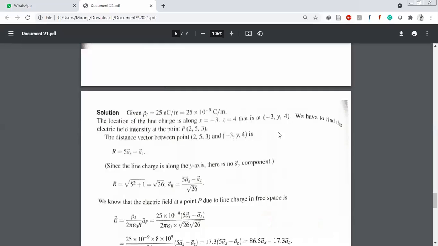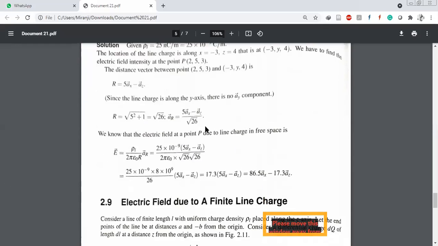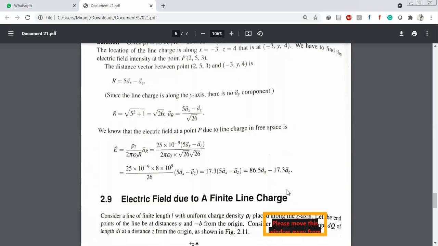Since the line charge is along the y-axis and there is no a y component, that is totally termed as 0. So R equals square root of 5 squared plus minus 1 whole squared, which is 1, so square root of 5 squared plus 1 squared, root over 26. We know that the electric field at point P due to that charge in free space is E equal to rho L by 2 pi epsilon naught rho a rho. Simply substitute the values and simplify. This is the resultant electric field strength in the direction of x and z.